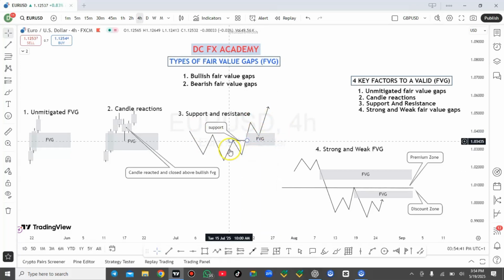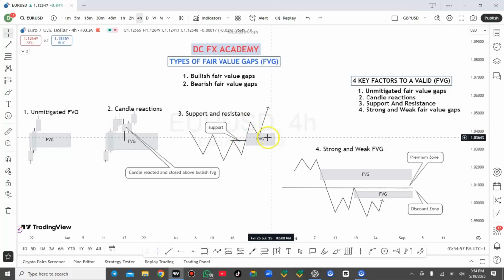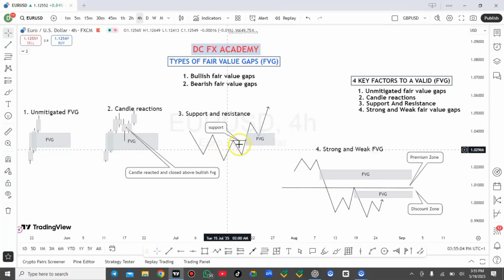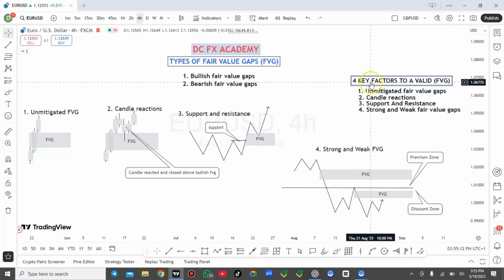So now, once you get this setup, just like I've explained, this fair value gap aligning in a support or resistance zone, the psychology behind it, or the reason behind it, is because this now acts as a double influence. Remember that support and resistance itself is already a strategy that a lot of traders are using. Combining these two together makes it more powerful. So that is another criteria for pinpointing a valid fair value gap.